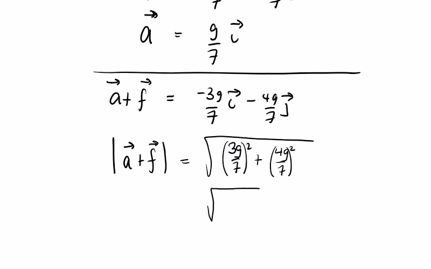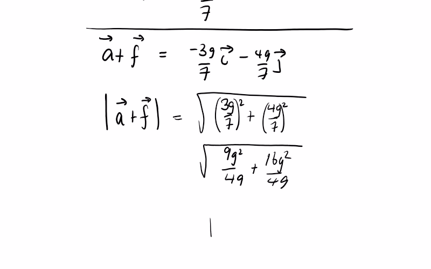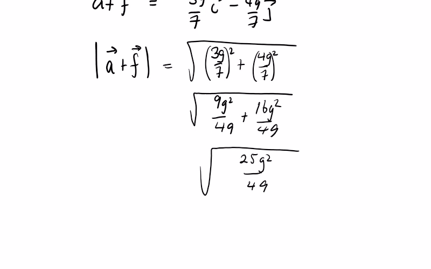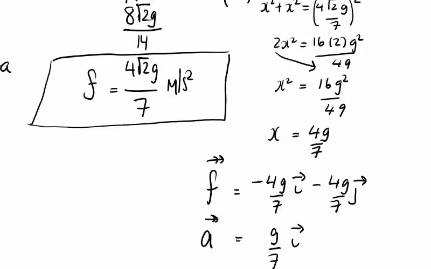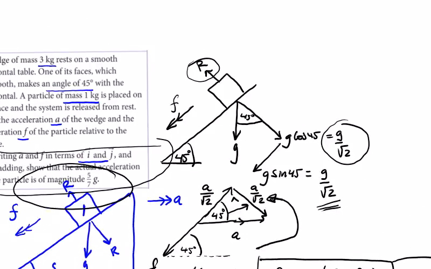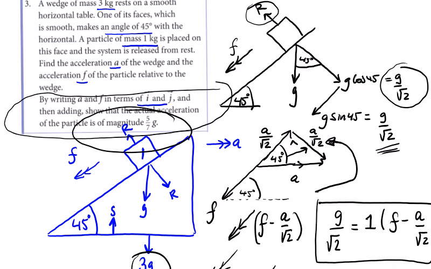That's going to be equal to the square root of 9G squared over 49 plus 16G squared over 49. You can see at this point it's simplifying nicely for you. 25G squared over 49, which we can get the square root of all of those to be 5 and G and 7 meters per second squared. And that is what we were asked to show. Hopefully 5G over 7. I think I do remember 5G over 7 somewhere in my distant memory of nearly 12 minutes ago. There's the 5G over 7.